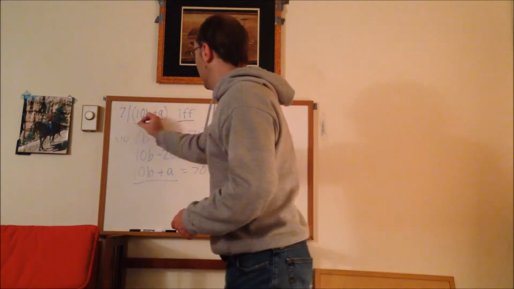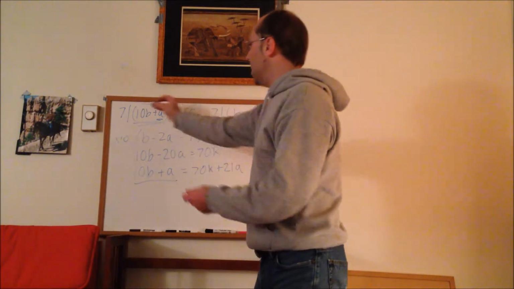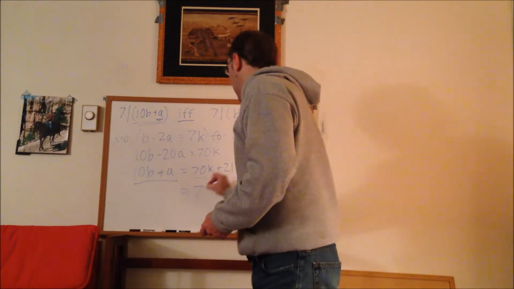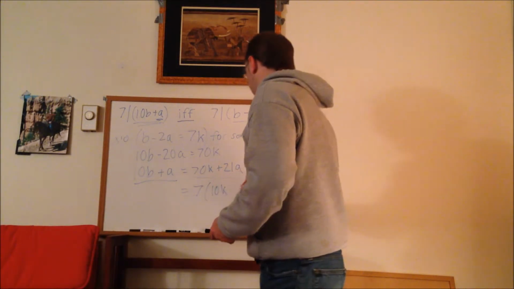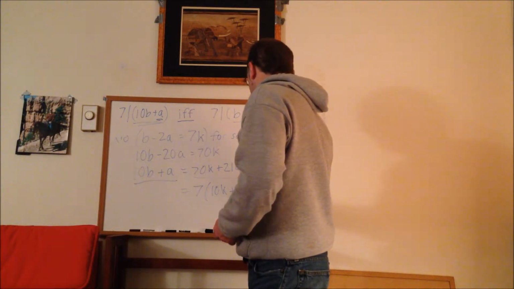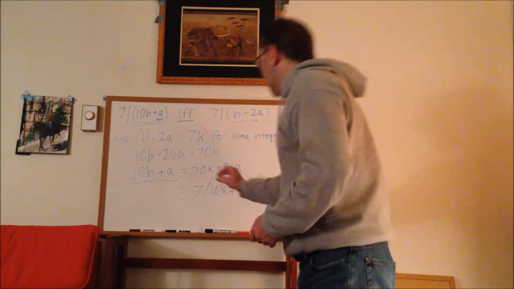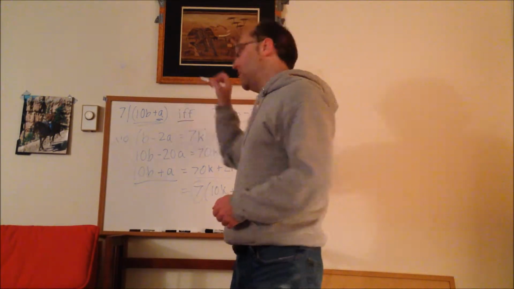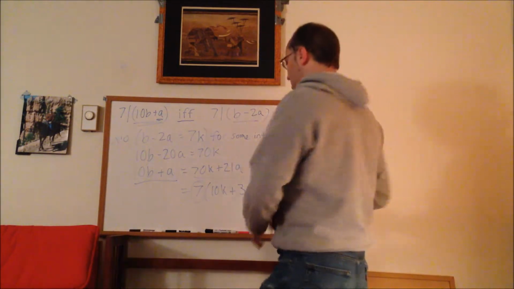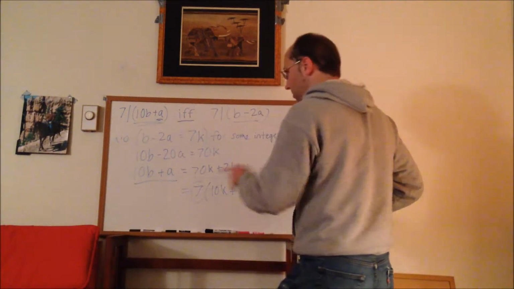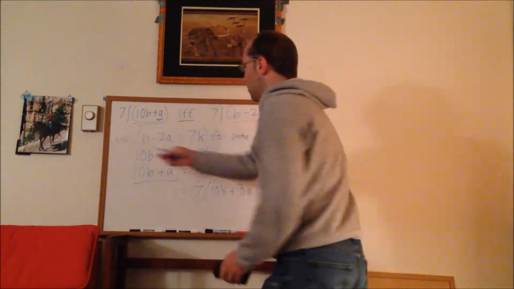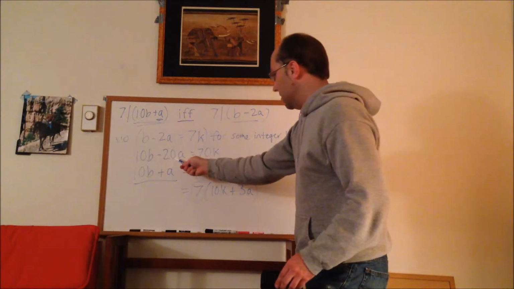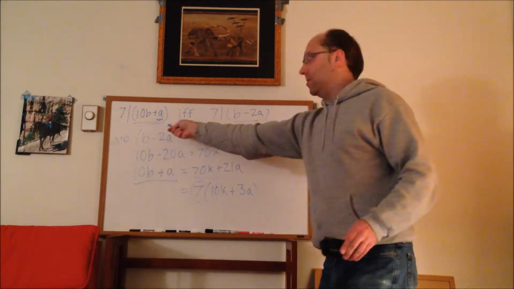And so now all you have to do is factor out a 7 from this. And pretty clearly, you can indeed factor out a 7. This can be 10k plus 3a. So you've proved that this implies this. That's, in my opinion, the easier part, because the trickier part is proving the other way. So let's do that now. Just a couple of steps: we multiplied this by 10, and then we added 21a to both sides to take us from here to here.